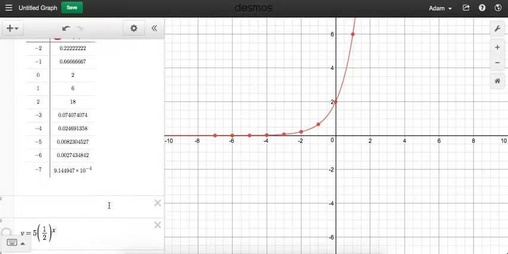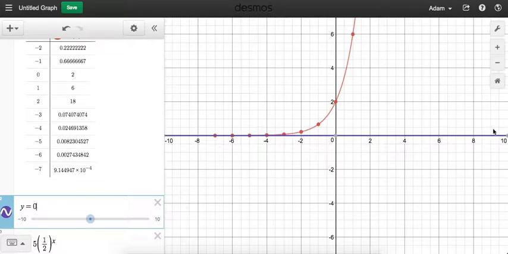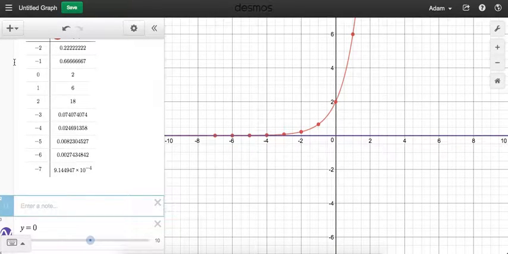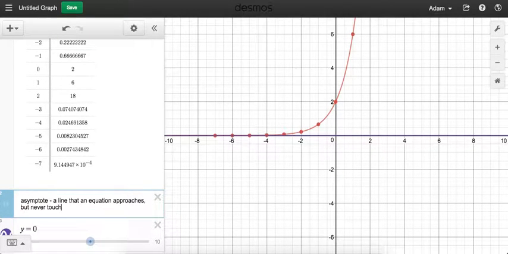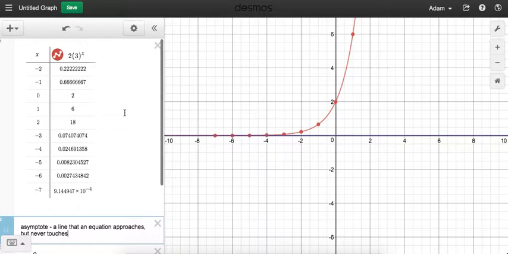And I'm going to add in what that asymptote is, and it's the equation y equals 0. I just draw that straight across here, and I'm going to add in the word for our notes. This is called an asymptote, which is a line that an equation approaches but never touches. So we would never touch the x-axis, we would never touch y equals 0, but we're getting closer and closer and closer to it as we go out to the left of this graph. Okay, so that's something about yesterday's function.